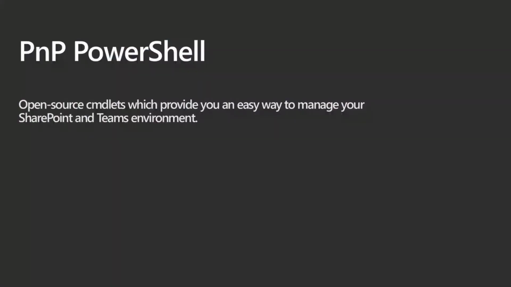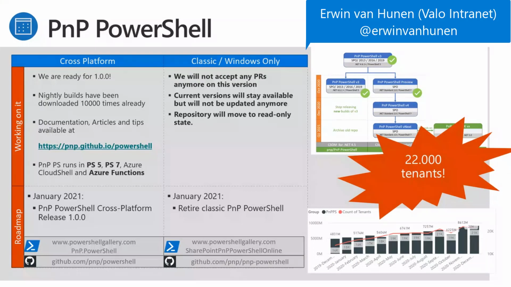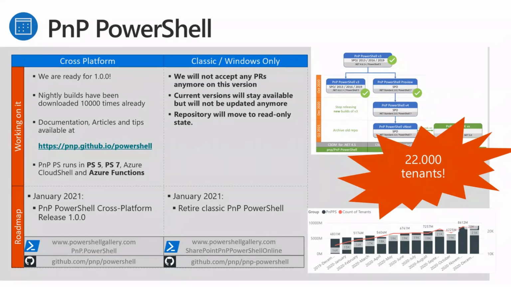So what about PnP PowerShell? I see that my friend Erwin is online, so most likely he is the best man to tell us what is happening in the area of PnP PowerShell, right, Erwin? Yeah, I'll try. So we're ready, just with the PnP Framework, we're ready for 1.0 or 1.00 as the new versioning number system is. We're using semantic versioning there.